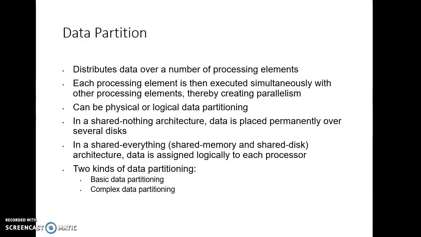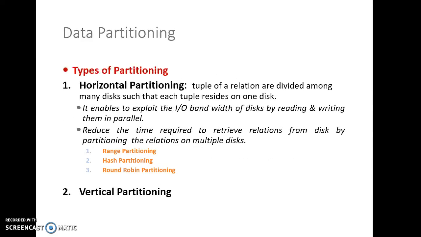In this video, we will focus mainly on basic data partitioning. Basic data partitioning can again be divided into horizontal partitioning and vertical partitioning. Horizontal partitioning means tuples of a relation are divided among many disks such that each tuple resides on one disk. It enables us to exploit the I/O bandwidth of disks by reading and writing them in parallel. It reduces the time required to retrieve a relation from the disk by partitioning the relation on multiple disks. In practice, when we use a where clause in SQL queries, conditions are applied, so some rows get eliminated. So horizontally the partition is there.